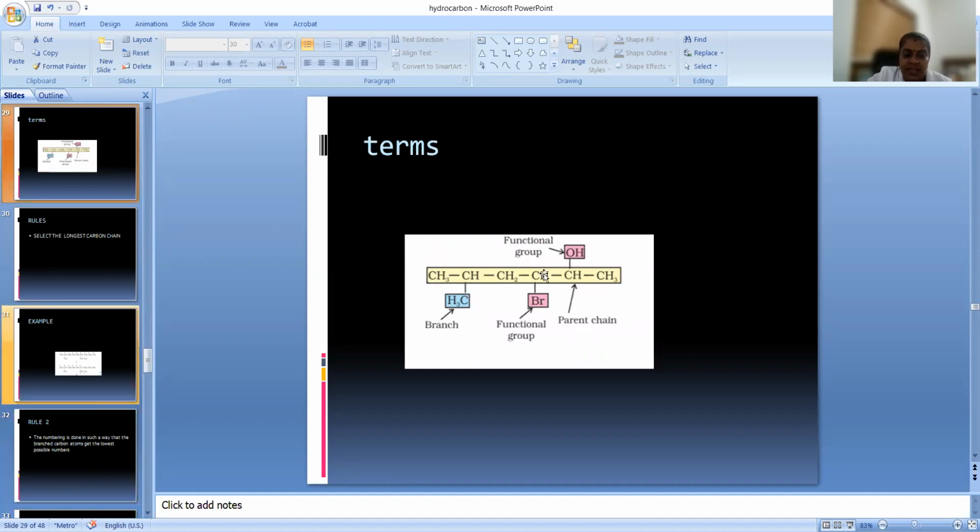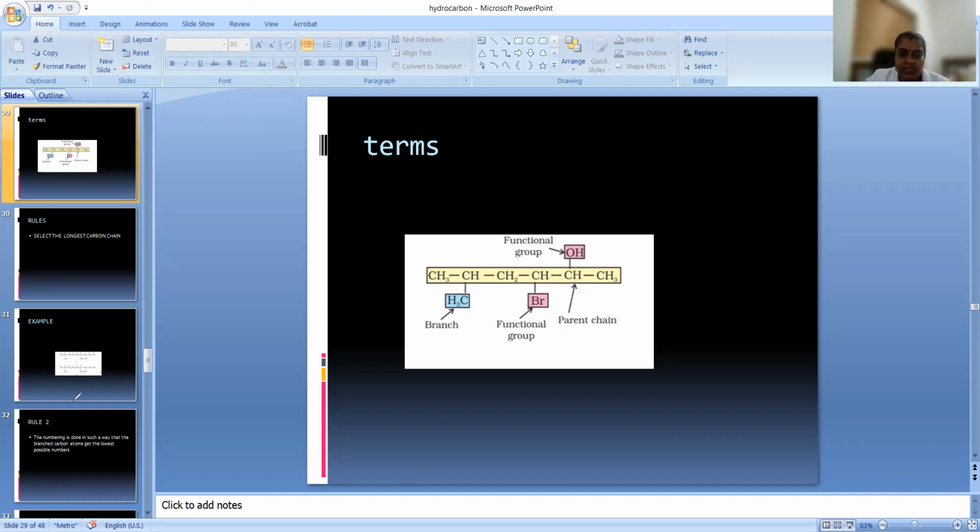Let us understand. If you are getting a compound like this, what do you mean by each one of these? This part, these are called functional groups. There is a longest chain in this. A short chain of carbon atoms is a branch. The longest carbon chain is called the parent chain. Based on that, we are naming it.